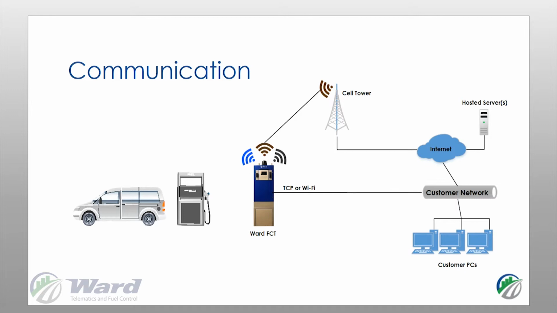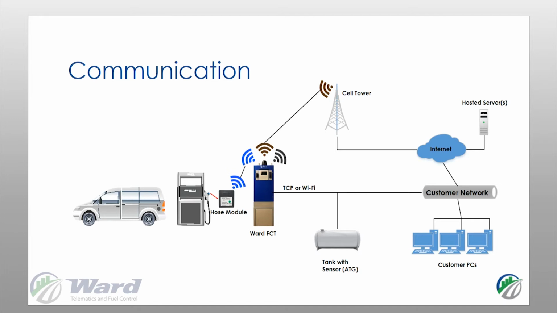The next thing that we have is our tank level sensor. Our tank level sensor does the same thing that the Ward FCT does. If you are using a cell network, it will actually hook into the Ward FCT itself. So you're going to have the tank level sensor hooked into there. It's going to go through the cell tower, get through the internet, and get to the server that way.